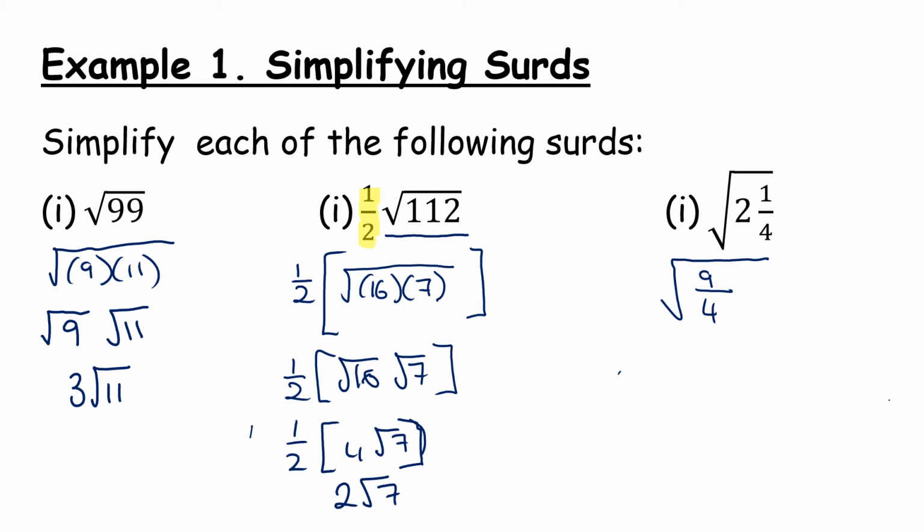So if you remember our second property of surds, we could rewrite this as root 9 all over root 4, which gives me the square root of 9 is 3 and the square root of 4 is 2.